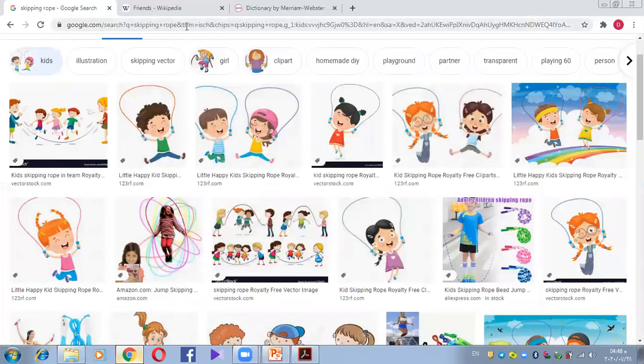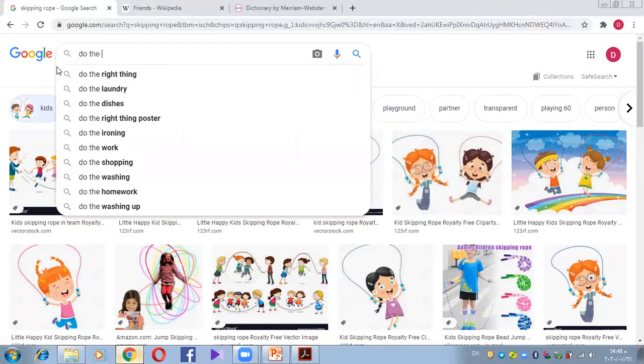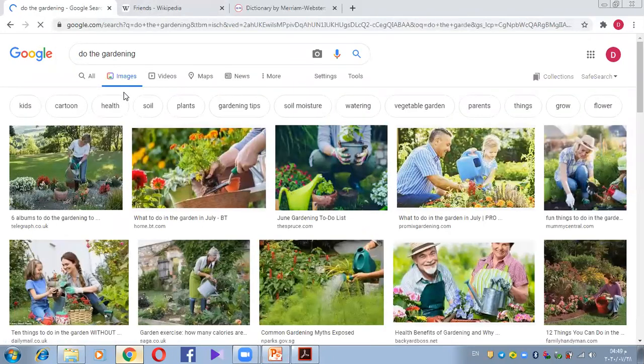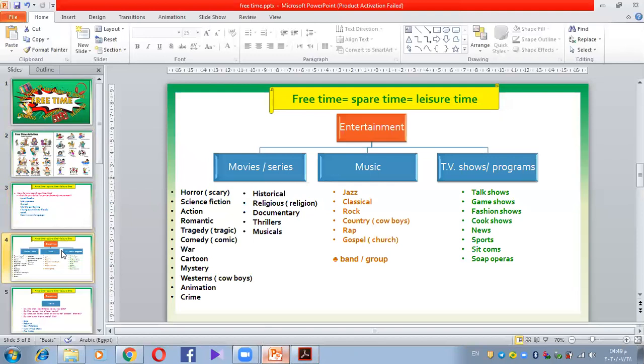For do the gardening, it means like this. Okay, this is what is meant by do the garden. Okay, so you care for the garden, the flowers, the plants, and everything of this kind. Okay, very good. Now let's move on.